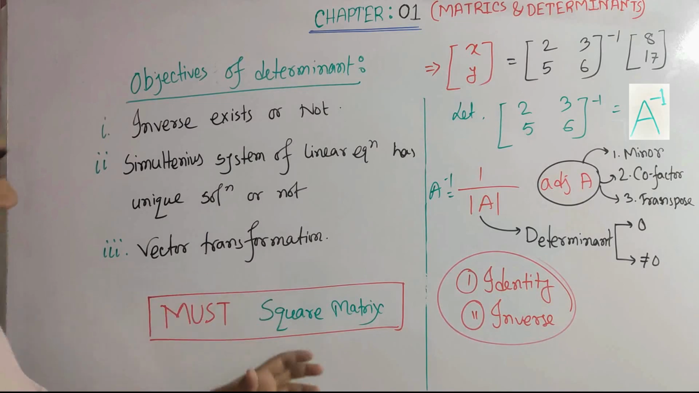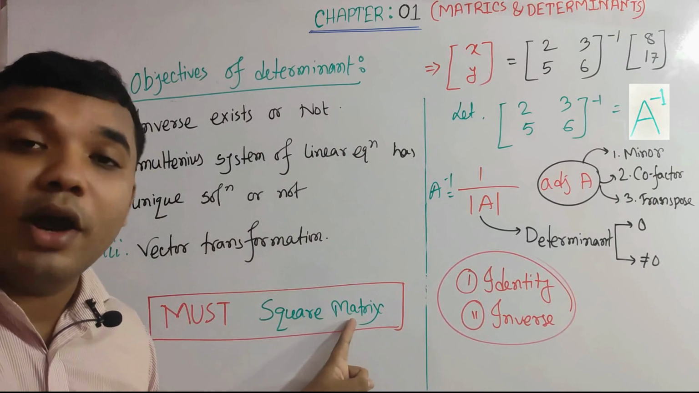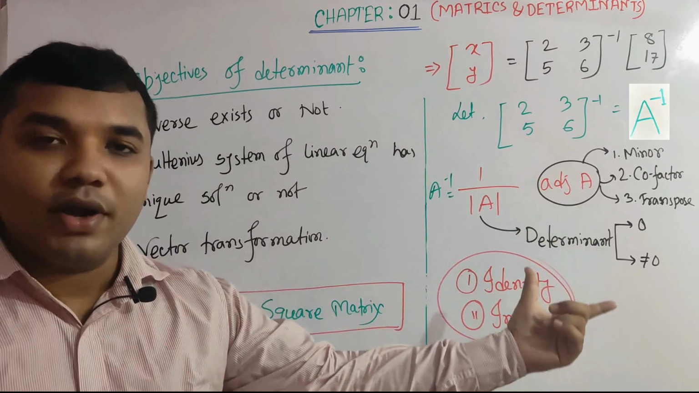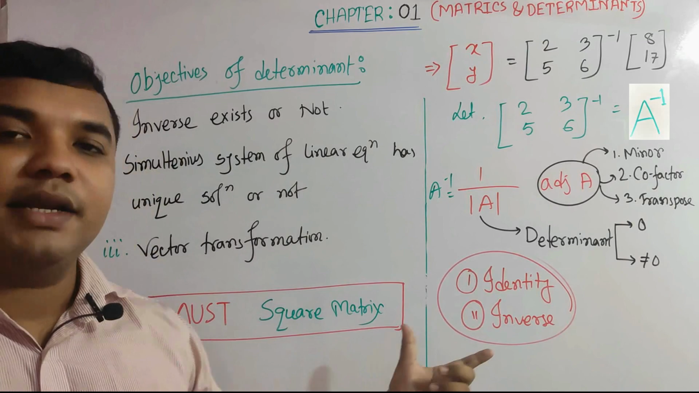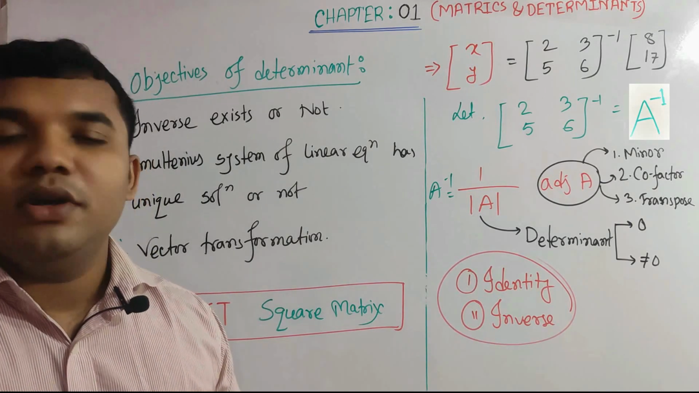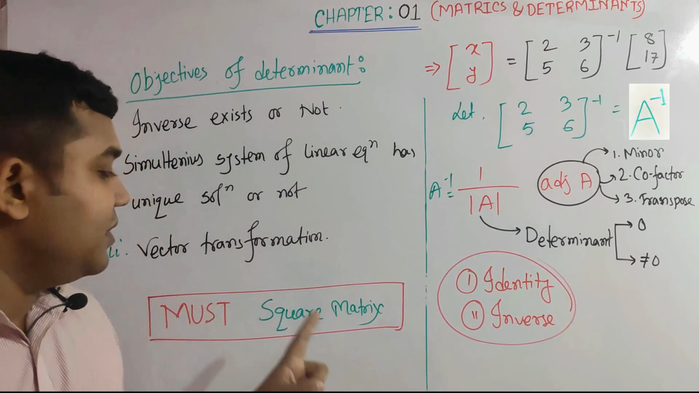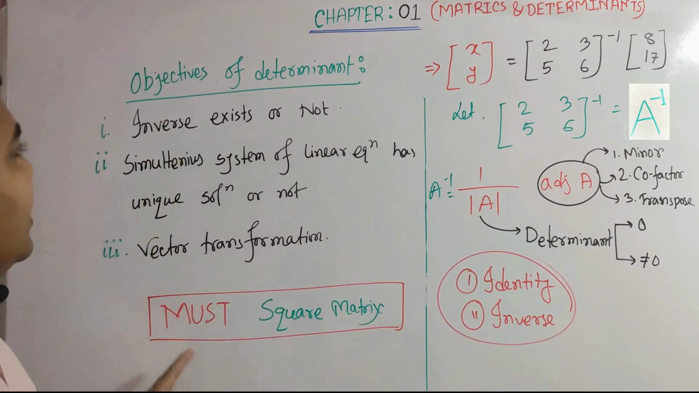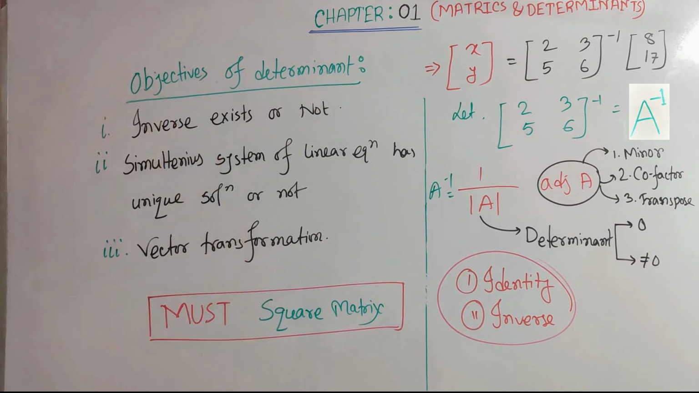However, most importantly, the determinant can be found only when the matrix is a square matrix, because we have already seen two things from the minor and cofactor. At that time, one thing arises in your mind: is this possible for a rectangular or some other matrix? No, the matrix must be a square matrix. If the matrix is square, that means the rows and columns are the same, then the determinant can be found. This is a very important thing you have to know.